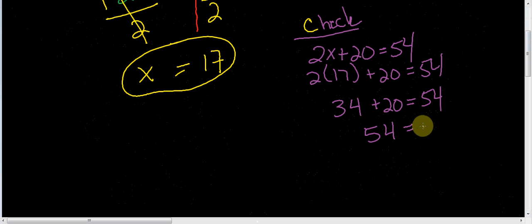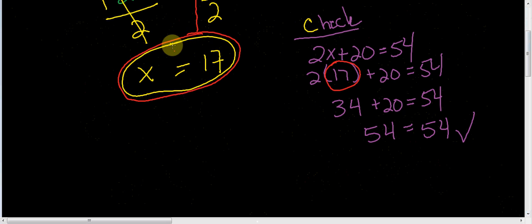And I get the left side is 54 and the right side was already 54, and since they match, that means I did the right thing. So that's telling me that this 17 that I substituted in is indeed the answer. So over here I'm circling it twice. Looks like ketchup and mustard. X equals 17 is my answer.